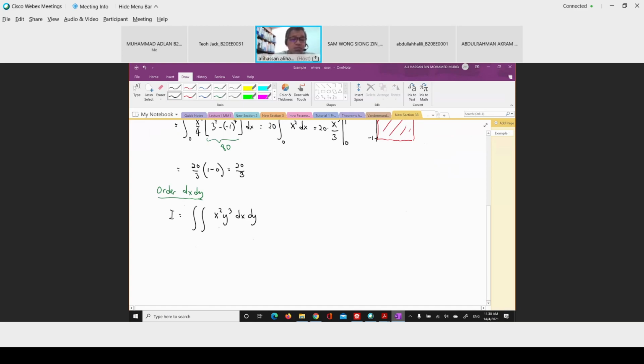Now the inner integral is with respect to x. What are the limits? The inner integral has limits 0 to 1, and the outer integral has limits -1 to 3. So again, you see the order is very important here.